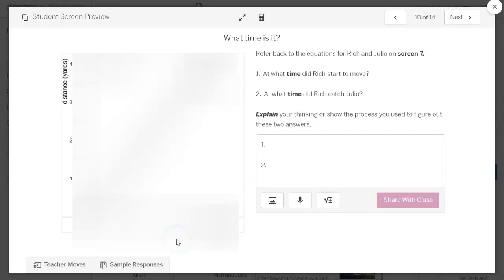All right, so here we are on the next screen. The graph is displayed. They will see that. It also gives the time. Well, I'm not going to tell you what's in the graph, but I'm going to have them answer a question about the time, and then they'll explain how they figured that out using either tables, graphs, or equations.